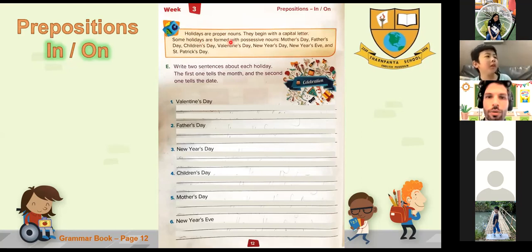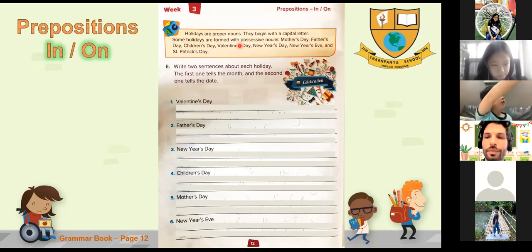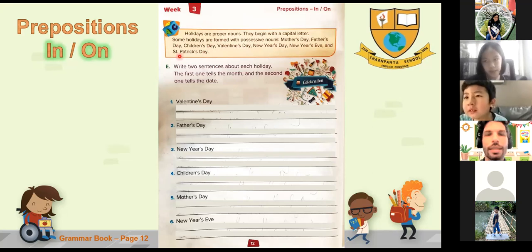Some holidays are formed with possessive nouns. For example, Mother's Day. Here we have the possessive noun. As you can see, we have the apostrophe and S to form the possessive noun Mother's Day or Father's Day. Then we have Children's Day, Valentine's Day. Do you know what Valentine's Day is? Yes? So here is a day where couples celebrate being in love, okay? So that's Valentine's Day. Then we have New Year's Day, New Year's Eve, and for example, another holiday, I think this is in Ireland, St. Patrick's Day. It's the day of a saint.